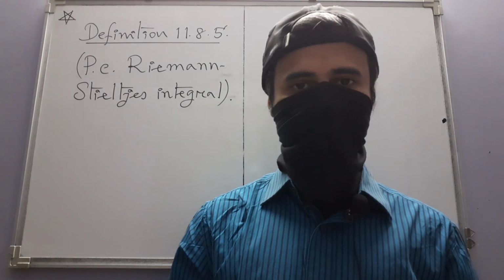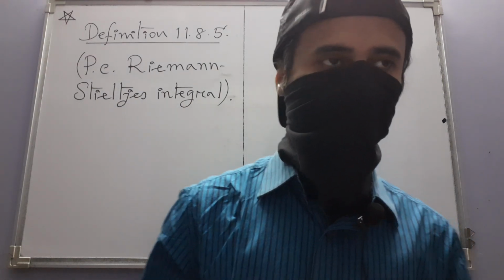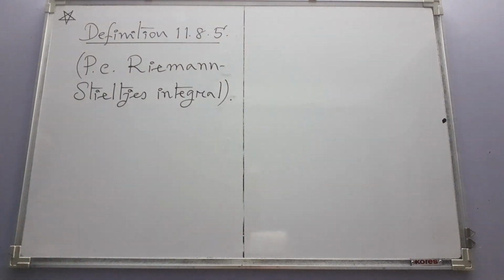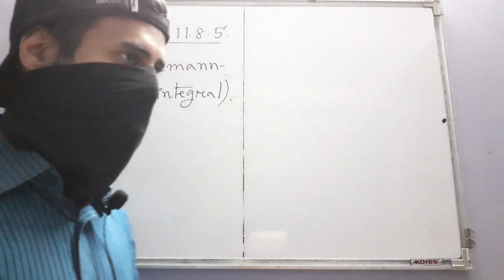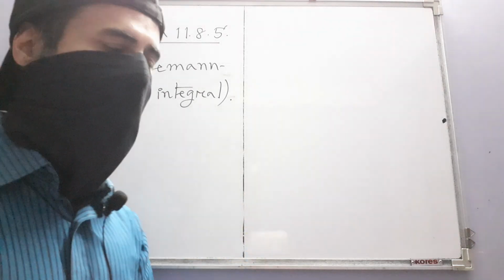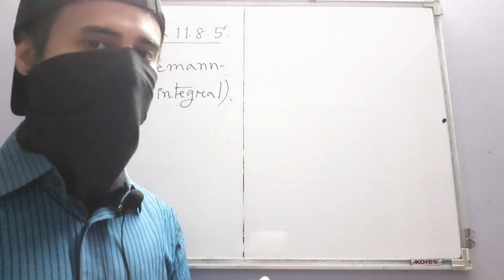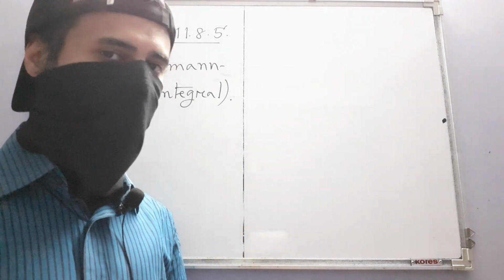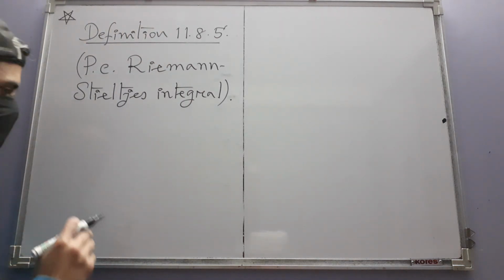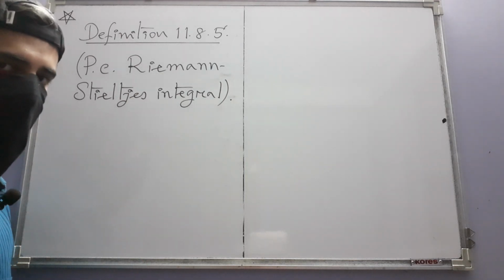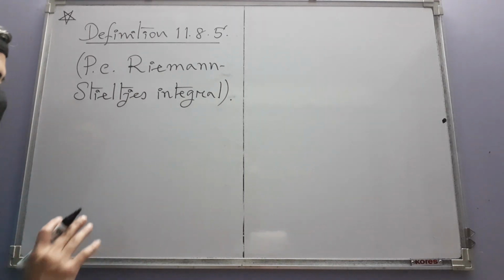Okay, so with the notion of alpha lengths, we can now define the PC Riemann-Stieltjes integral of a piecewise constant function. Just like with the notion of lengths, we defined back then the PC integrals of PC functions. So you can perhaps guess already what the definition is going to be.